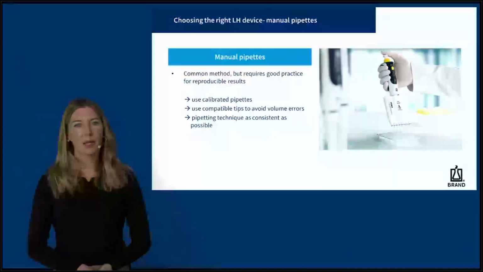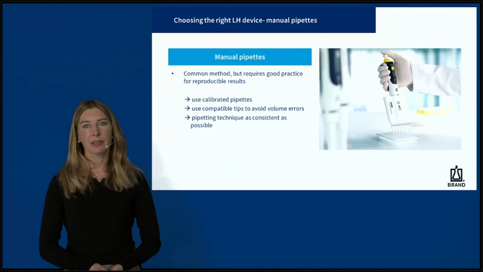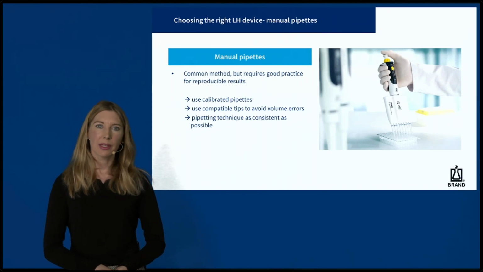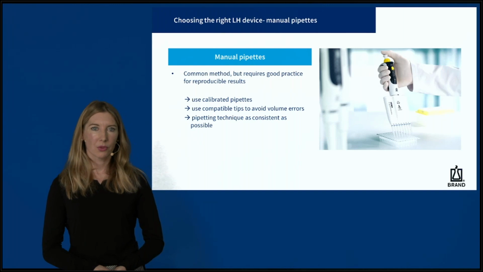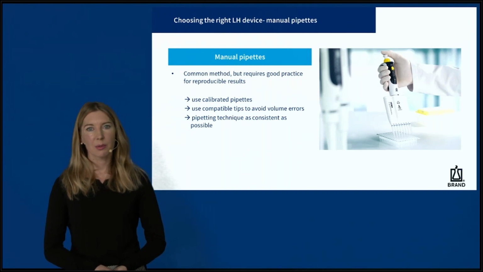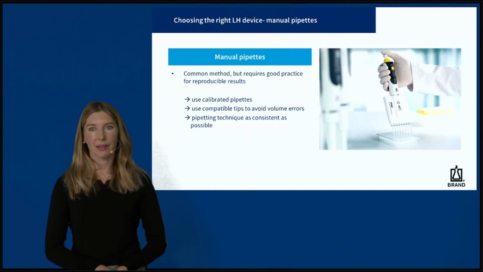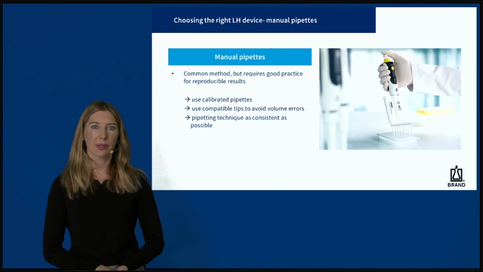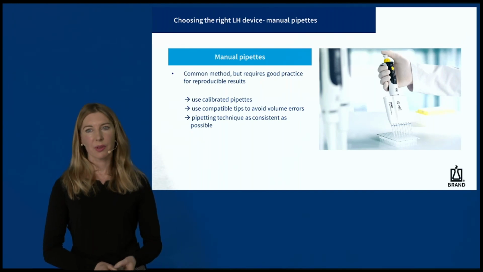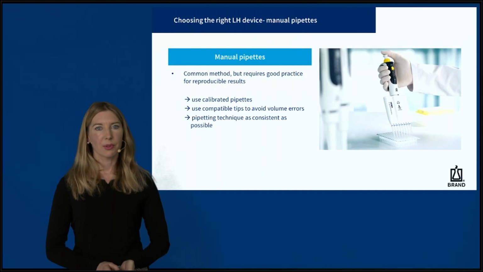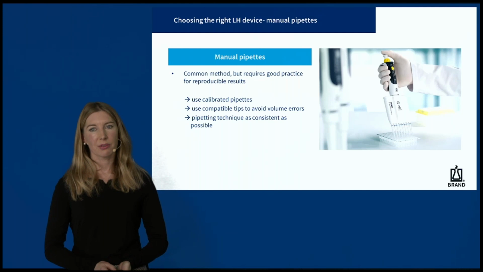Summing up, manual pipetting is a common method used in many labs. However, it can be time-consuming and is prone to human error. To minimize errors, it is important to use calibrated pipettes and compatible tips and to carefully follow the protocols for dispensing the reagents and pipette as consistently as possible. Pay attention also to the angle, the depth of immersion, and so on, because this also has an impact on the results.